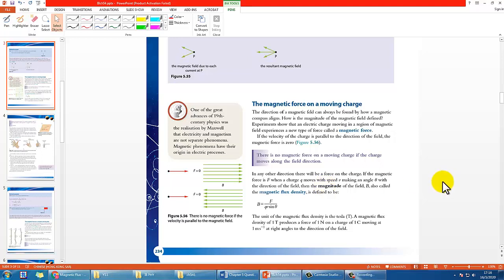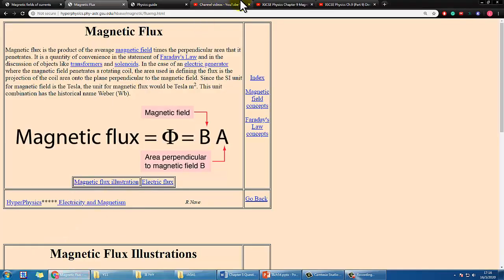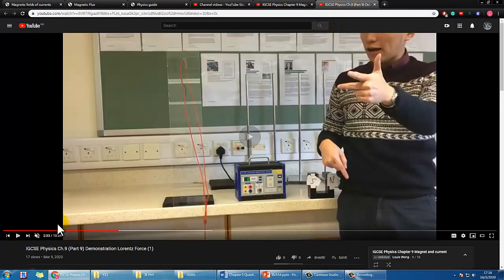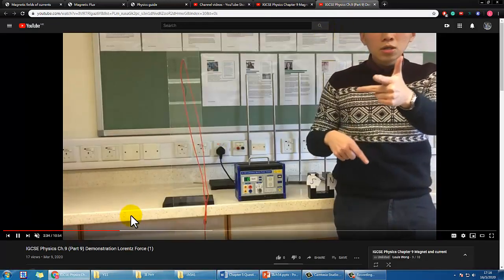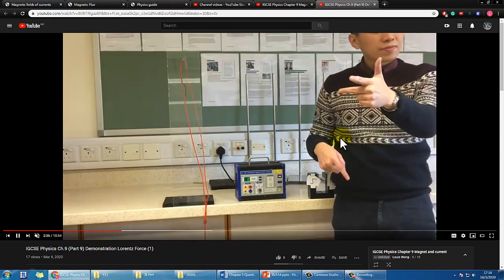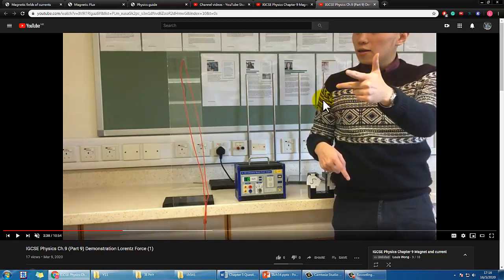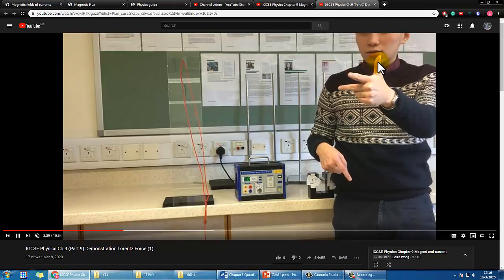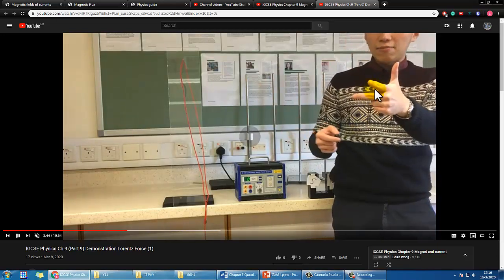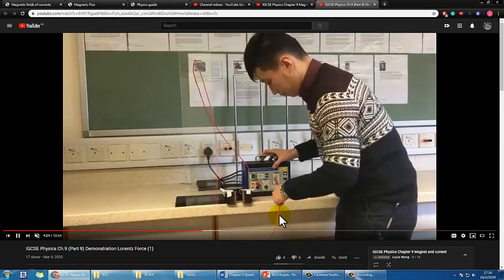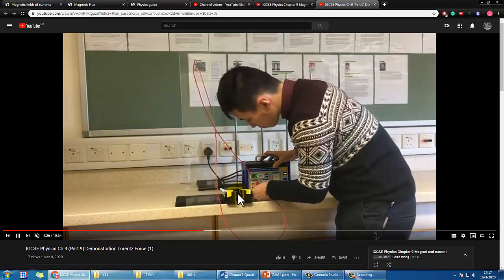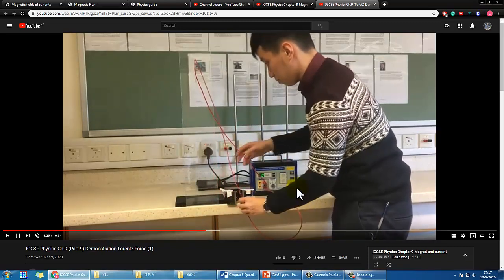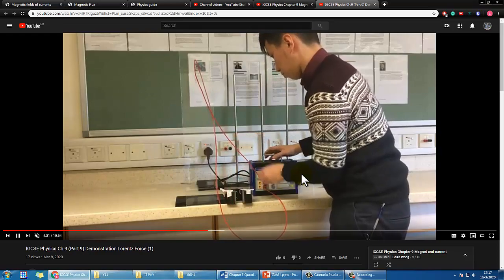Let's move on with the next hand rules. If you forget, you can try to watch the video again on how we can use the left hand rule, Fleming's left hand rule. If you remember, the first finger, which is the thumb, is F, the second finger is B, and the middle finger is I. Usually at the beginning, when we learn about it, it is applied on a straight wire with an external B field, and that wire may be moved, depending on the setting.